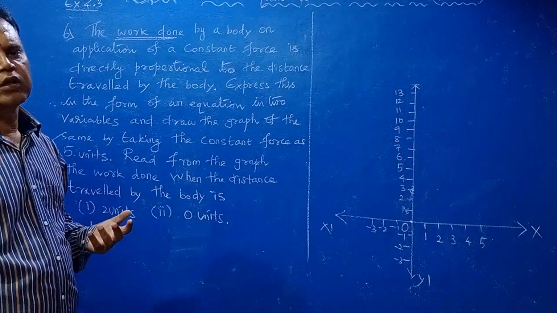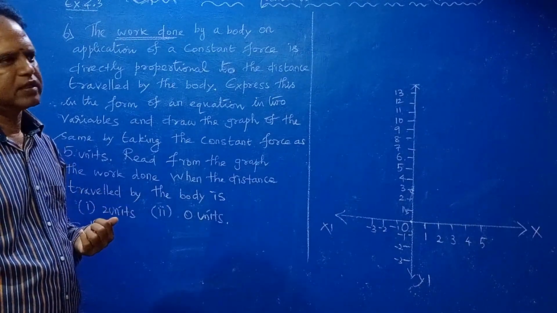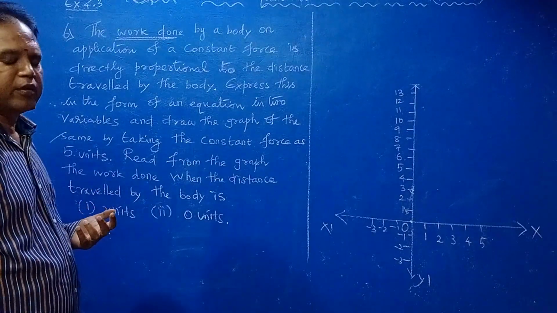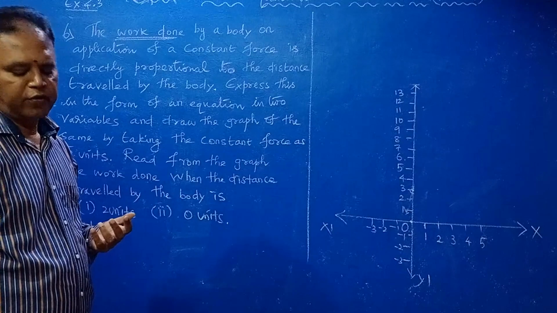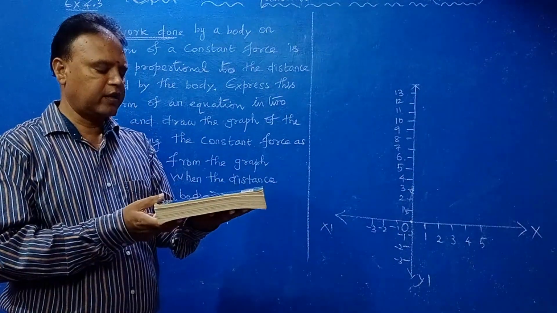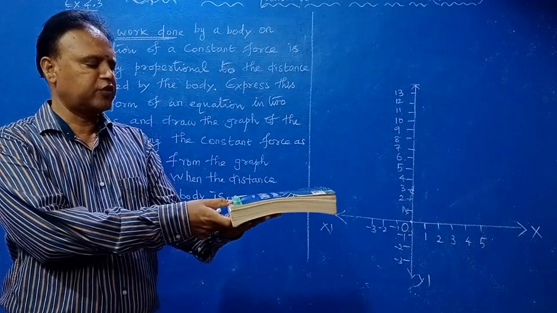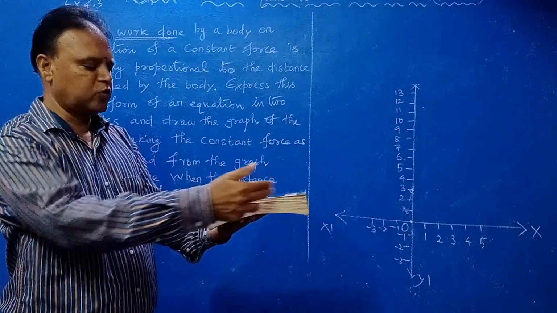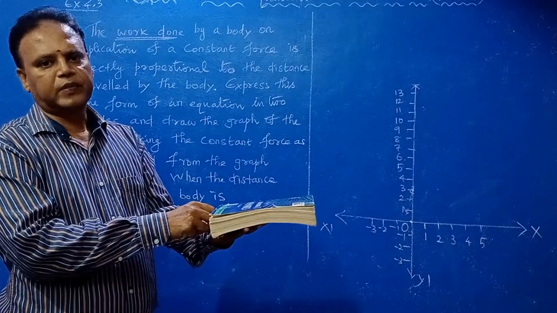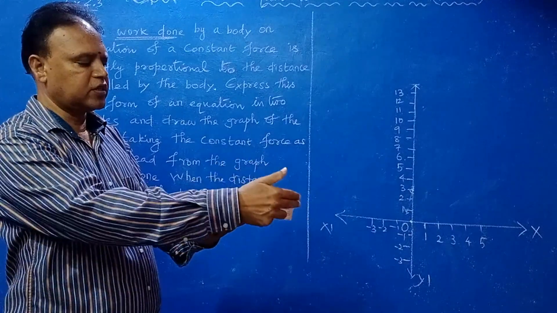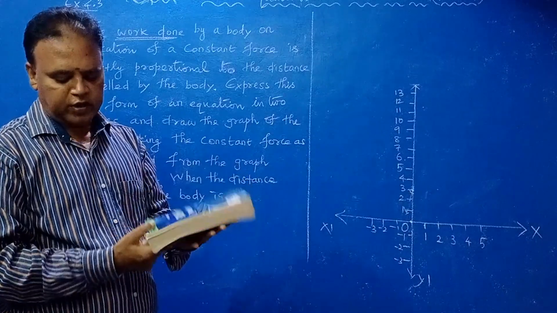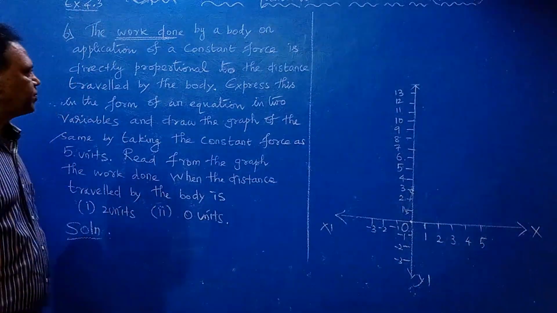So work done equals force into displacement. In physics also you might have studied work done by a body. Suppose this is some body. You give force, so it will move. How much force is applied, and how much distance it travels, the product of these gives the work done. Work done is force into displacement.